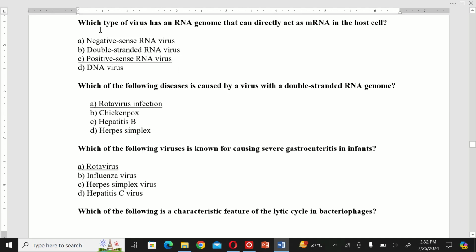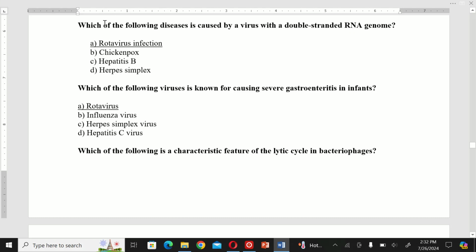The next MCQ is: which type of virus has an RNA genome that can directly act as mRNA in the host cell? A. Negative sense RNA virus, B. Double stranded RNA virus, C. Positive sense RNA virus, D. DNA virus. So the correct option is C.